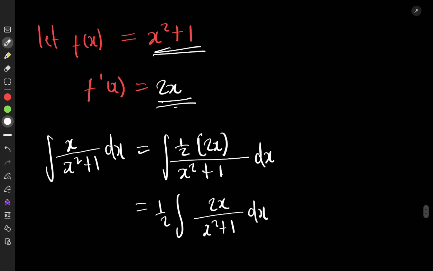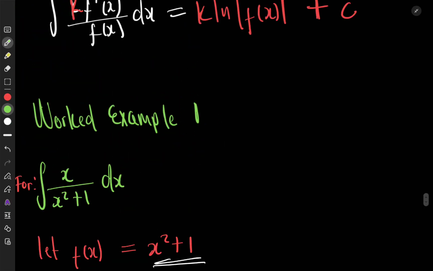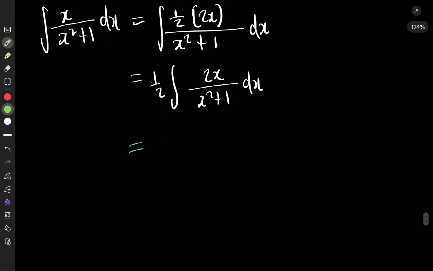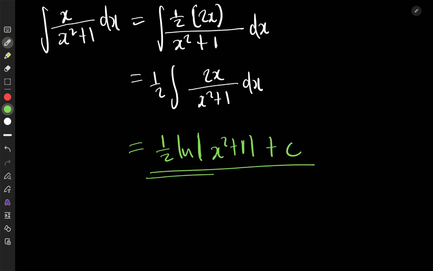You didn't even have to take the half outside now because we had it as the k. Our half was the k. But anyway, now we can know that the top is the derivative of the bottom. What are we going to use? ln. So it's going to be half ln of the bottom, which is going to be, in modulus signs, x squared plus 1. Then we say plus constant of integration, c. And this is going to be the final solution. And we would be done with this one, okay?